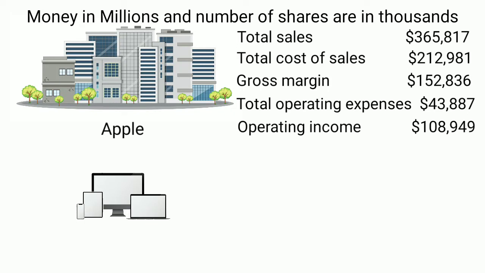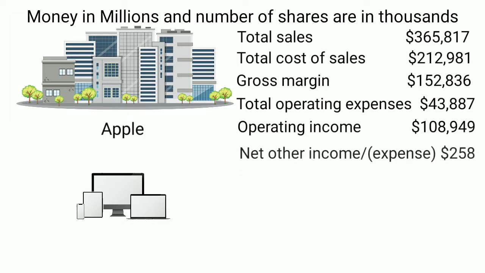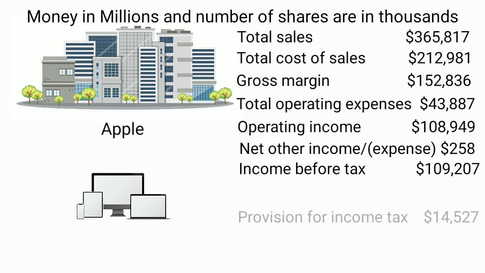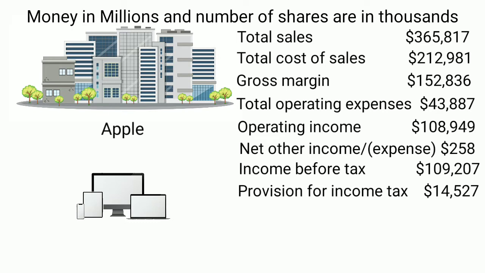We get the total operating income of $108,949,000,000. Net other income and expense are of $258,000,000. The income before tax is calculated by subtracting net other income and expense from operating income. The provision for income tax is $14,527,000,000. The net income of Apple is $94,680,000,000, which is calculated by subtracting provision for income tax from income before tax.